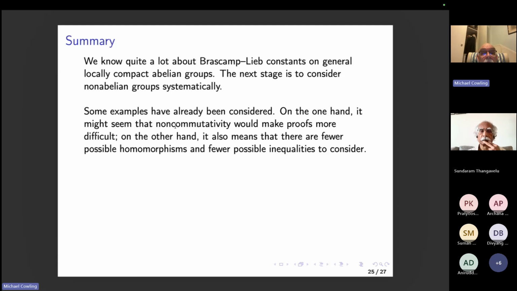I just wanted to say that it seems that non-commutativity makes it harder for there to be a Brascamp-Lieb inequality, so there aren't so many things that you have to prove. And let me just end with a little bit of bibliography.